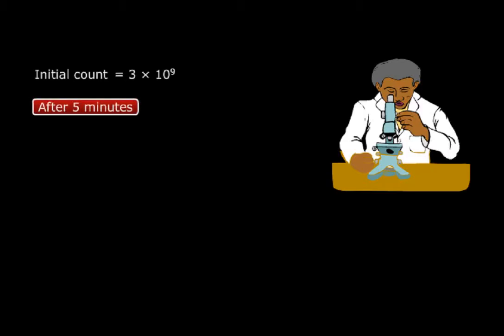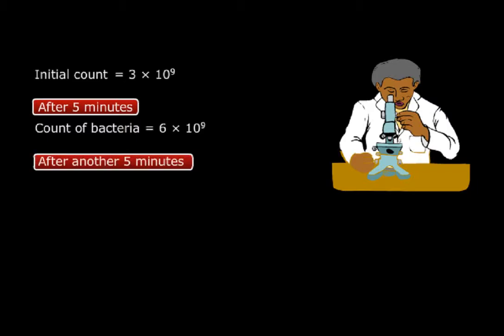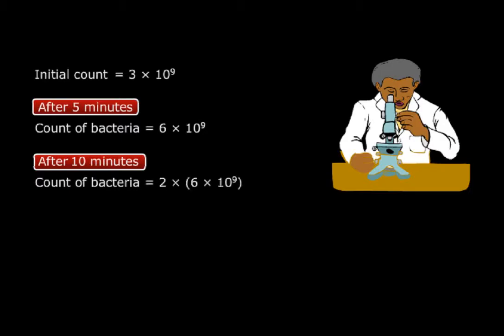After 5 minutes, he noticed that the bacteria were twice the number of the original bacteria, that is 6 into 10 to the power 9. After another 5 minutes, that is 10 minutes after the beginning, the count of the bacteria was twice that count, that is twice of 6 into 10 to the power 9, or 12 into 10 to the power 9. And the bacteria continued to increase in a similar fashion.